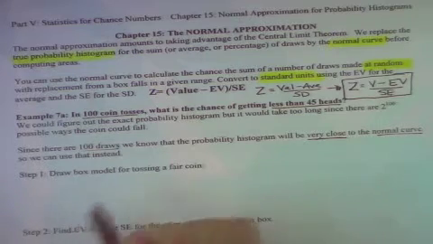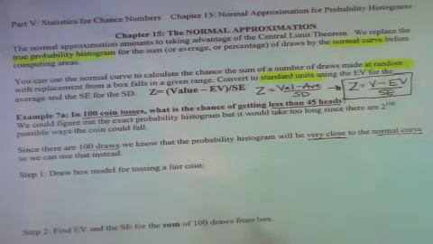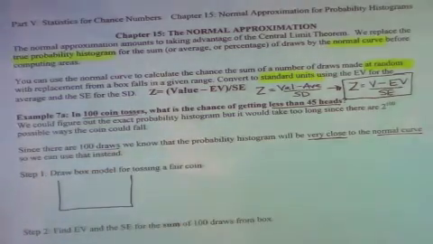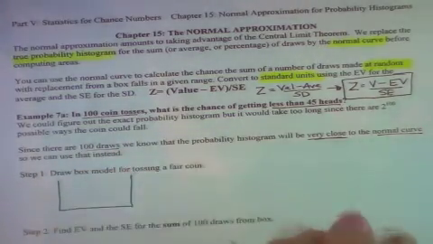So we've got a step-by-step process. Let's get rolling. Step 1, draw the box model for tossing a fair coin. Here's our little shoebox that I'm drawing. And we know there are 2 events that could happen when you toss a fair coin, right?